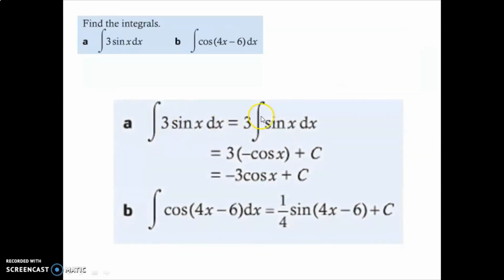In this first one, here's our integral. The 3 came out. The integral of sine x is negative cos, so we get that. In the second one, the integral of cosine is sine, but since we have this linear bit, we have to multiply by 1/4 in front of that. Great, basic ones, just to get your sine and cosine integrals back.